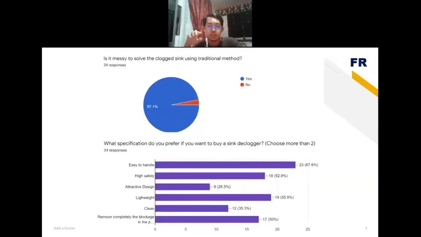For this question, the majority says that it is messy when using the traditional method. So we come out with a product. These are the specifications that the user wants, such as easy to handle, high safety, attractive design, lightweight, clean, and removes the blockage in the pipe completely. These specifications will be put in the customer requirements and HOQ.